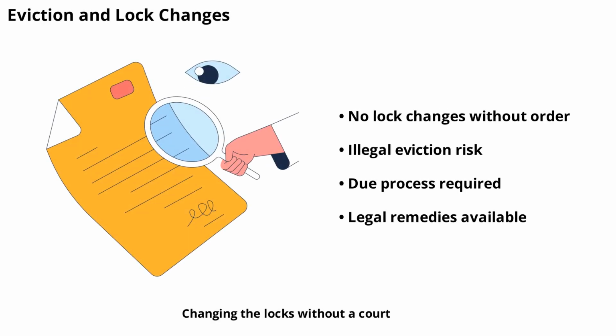Changing the locks without a court order is another form of illegal eviction. Only after a legal eviction order and with law enforcement present can a landlord change the locks. Tenants should not be locked out of their homes without due process. If this happens, they may have legal remedies available, including the right to regain access or seek damages.